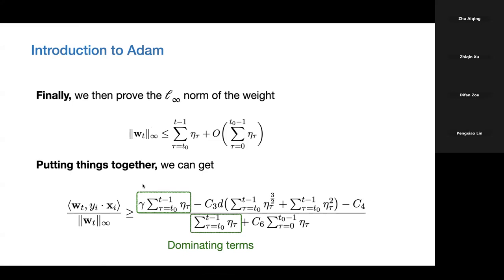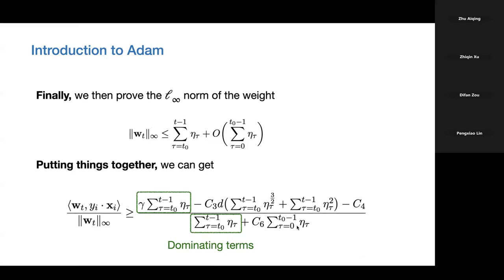The good thing is that the dominating terms in the denominator and numerator are pretty much the same. This means that finally, as long as the summation of eta_t goes to infinity, the right-hand side will always be greater than gamma, and the remaining part is just the convergence rate to the maximum margin.